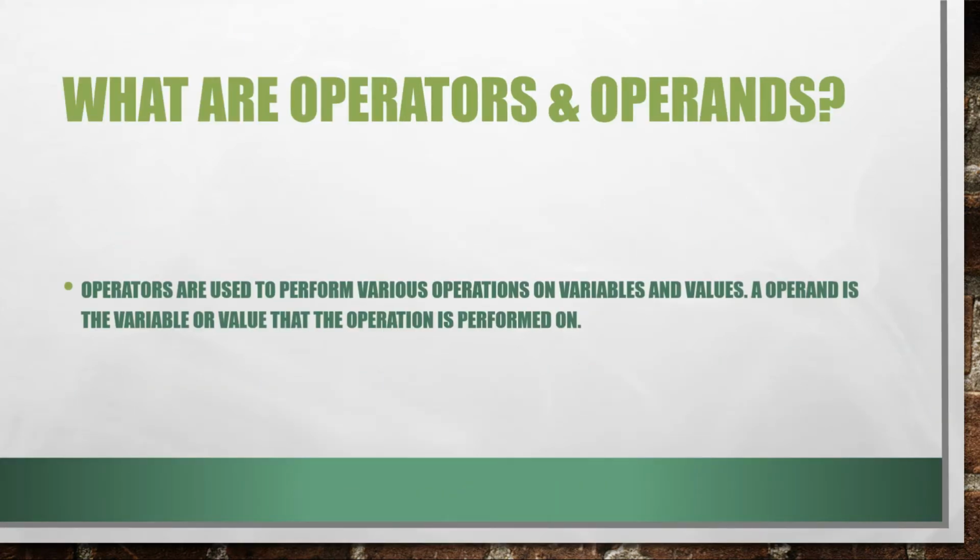So what are operators and operands? Well, operators are used to perform various operations on variables and values. An operand is the variable or value that the operation is performed on. So operators are basically what we use to perform various operations, and the operand is what we perform the operation on, which can be a variable or a value.